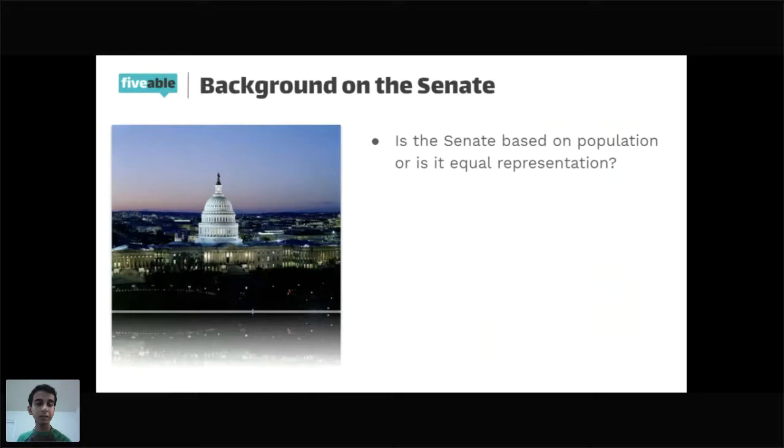Right, equal representation. That's the main difference. This question asked whether the Senate is based on population or equal representation. Equal representation, always, always, always. Remember that. There are two senators from each state, so there would be 100 members in the Senate, 2 times 50.